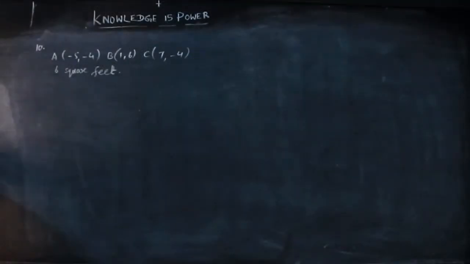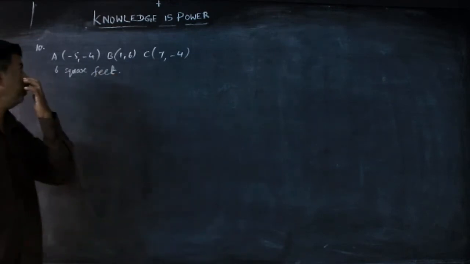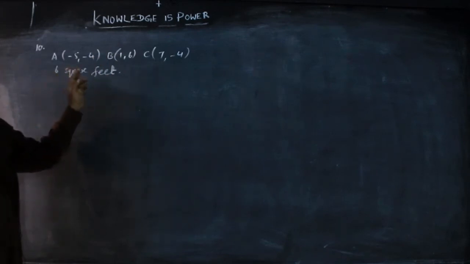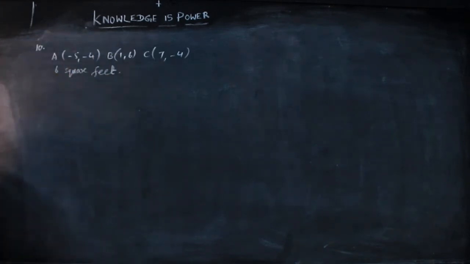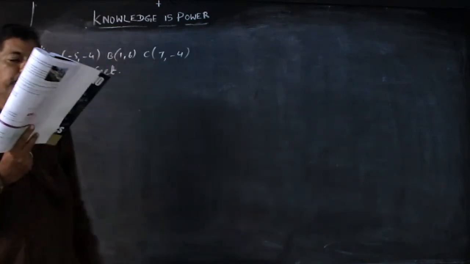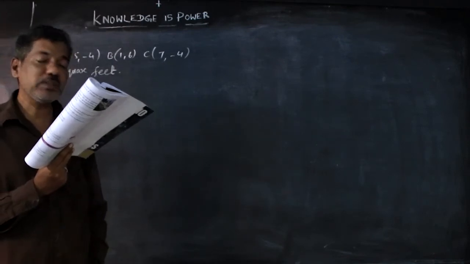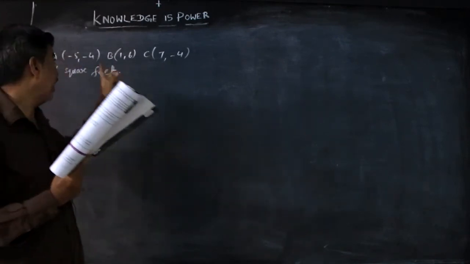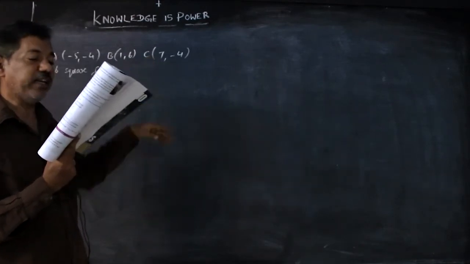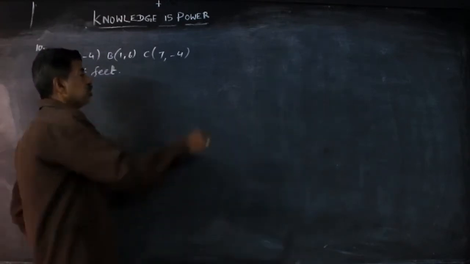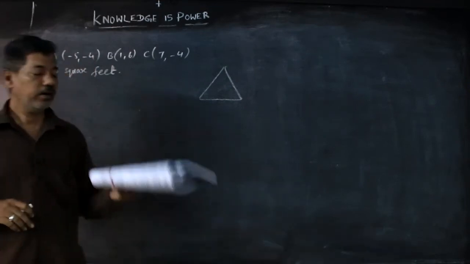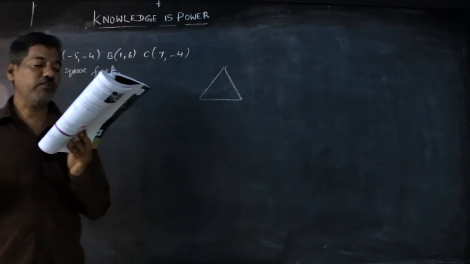So next one, question number 10. The three vertices are given. If you take out the textbook, question number 10: a triangular shaped glass with vertices at A, B, C is given, and it has to be painted. And the area you have to find out.